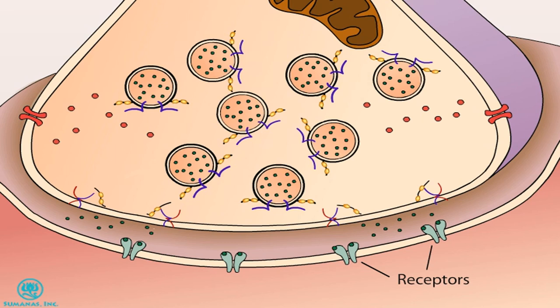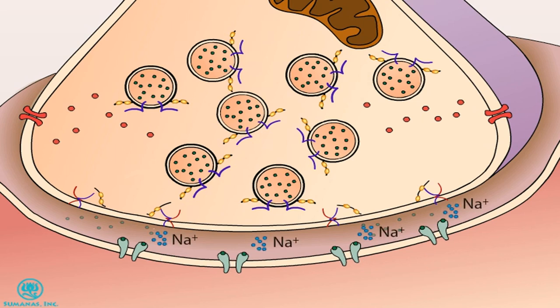For example, the receptor for acetylcholine is permeable to sodium. After binding acetylcholine, the channel opens and sodium ions enter the postsynaptic cell, thereby generating an excitatory postsynaptic response.